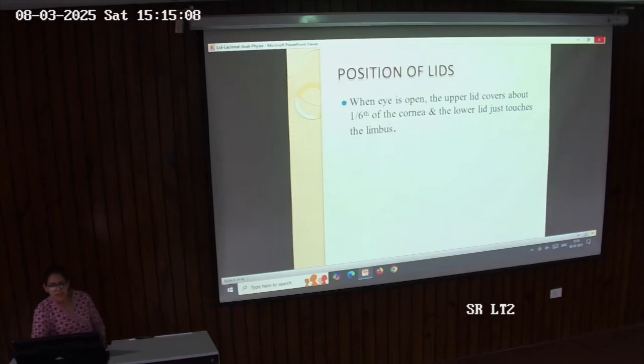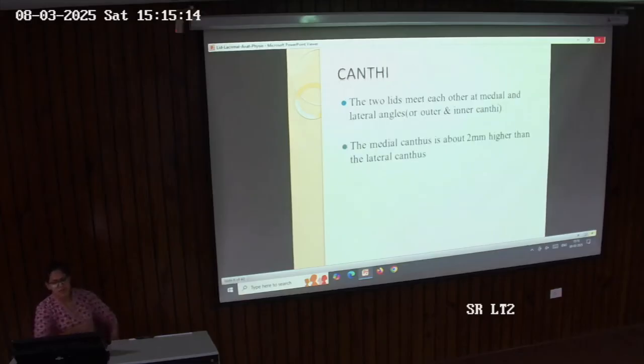So upper lid covers about 1/6 of the cornea and the lower lid just touches the limbus. There are two canthi. Two lids meet each other at the medial and the lateral canthus. The medial canthus is about 2 mm higher than the lateral canthus.